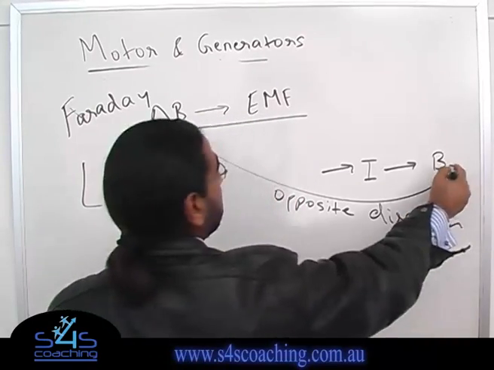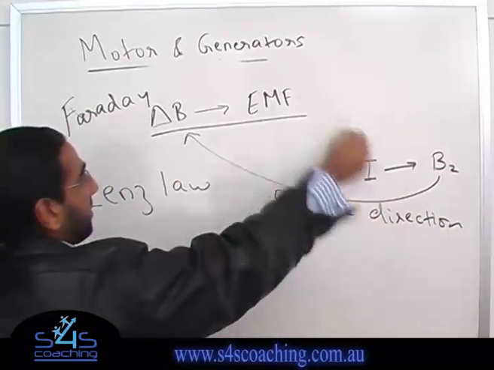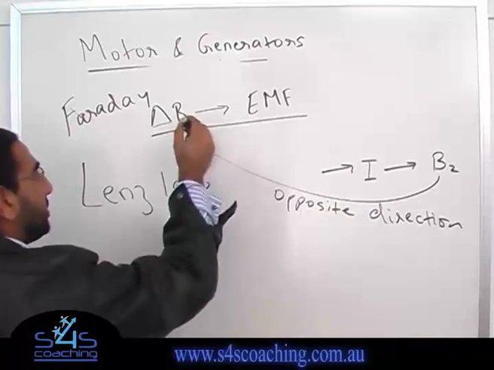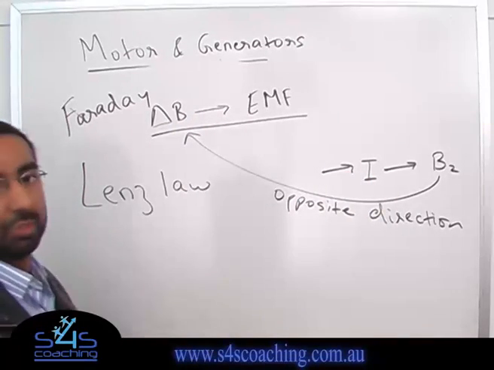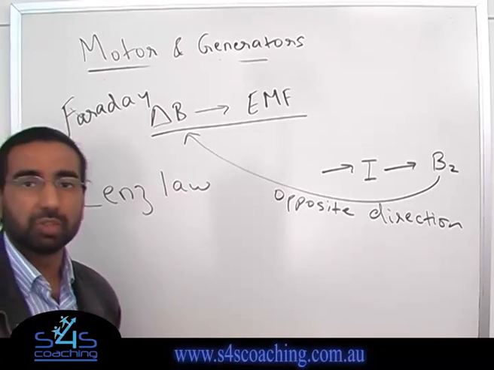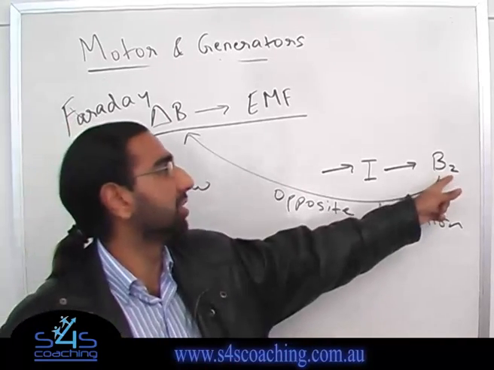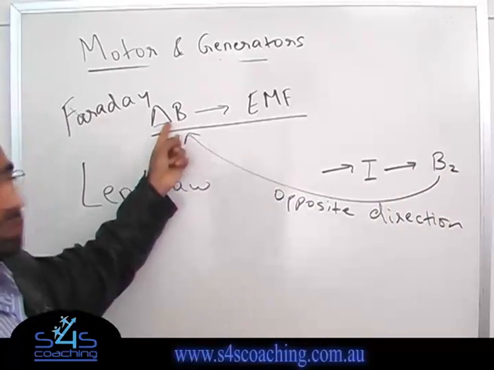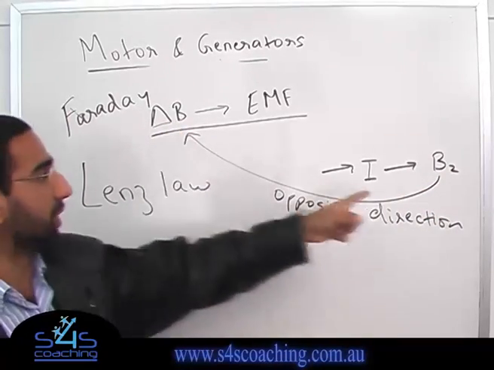So this new magnetic field that is produced by this EMF/current has to be in the opposite direction to the original magnetic field. Why is that? If you think of the law of conservation of energy, if this new magnetic field was in the same direction as the original one, then what will happen is it would add to it.